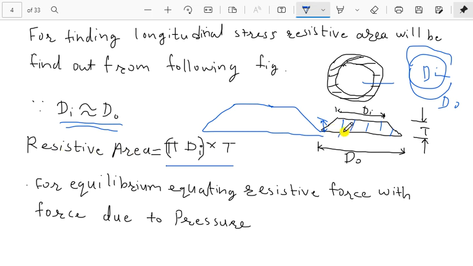So the resistive area is this. I can consider it as a rectangular surface if I neglect this difference. Let us say DI equal to DO, means this length is equal to this length and thickness is T. This complete length is pi D, this complete length is pi D. So pi D into T we will get as the resistive area. That means the area in which stress is produced due to the strain or the applied force exerted by the pressure. Now equating this resistive force and the force due to the pressure.